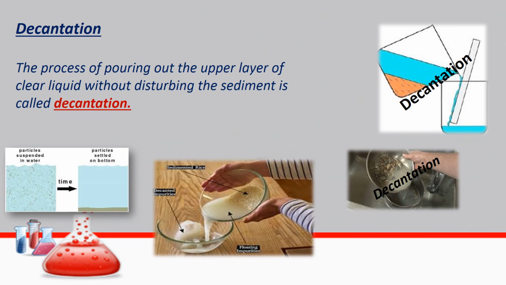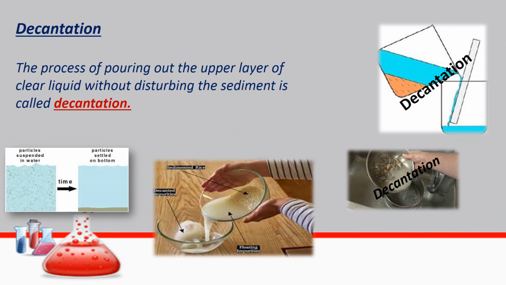Okay, so the process of pouring out the upper layer of clear liquid without disturbing the sediment or the solid is known as decantation. Okay, this is known as the process of decantation. Now, sedimentation and decantation methods are generally used at our home also while washing the pulses.